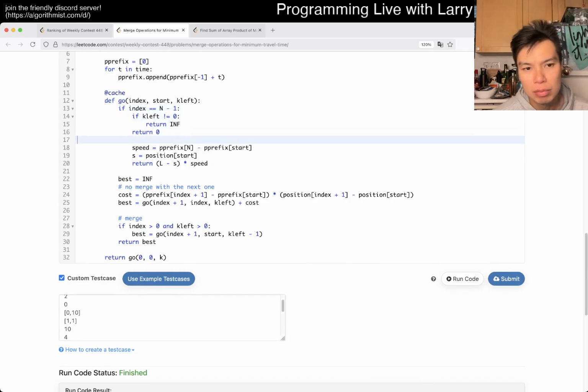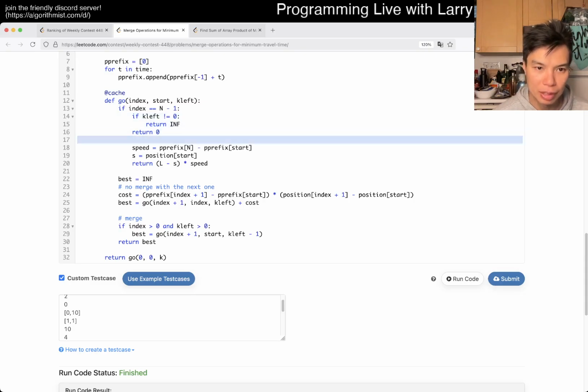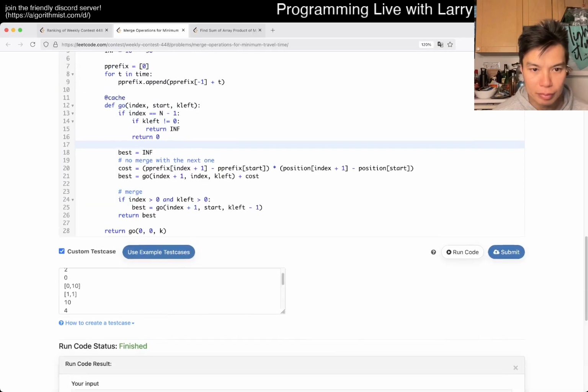Oh, at the end we have to finish the merge. No, I guess it just assumes that. Okay, so we're at the last one. If k left is 0, we go infinity. Otherwise, we don't have anything to compare to. So I think this is right, actually. Okay.